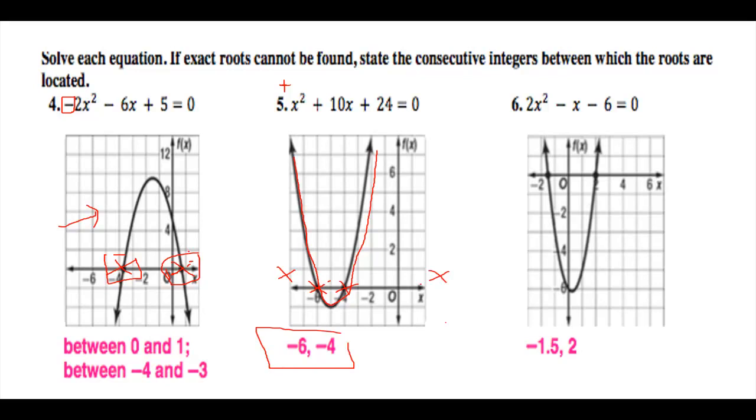Finally, 2x power 2 minus x minus 6 equals 0. If you graph this function, it's going to be minimum, of course, because the coefficient of x power 2 is positive. So where is the solution? The solution here will equal negative 1.5 and 2, because the intercept between the curve and the x-axis is negative 1.5 and 2.